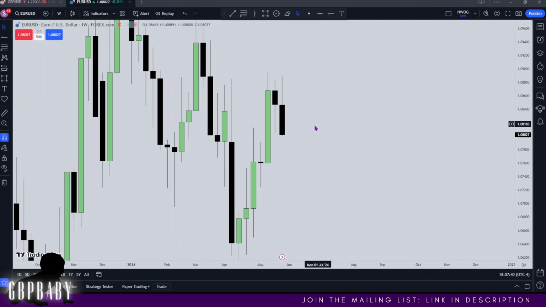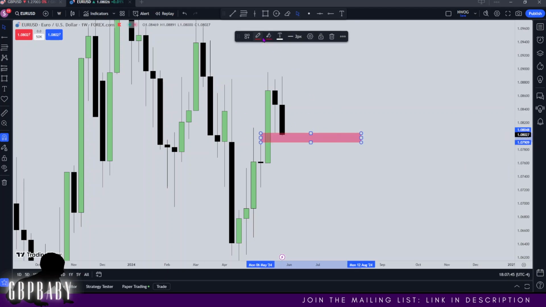and you can see how we're now starting to tread down into this weekly fair value gap. Now this is a lot smaller than the one we have over on pound, which is completely fine.